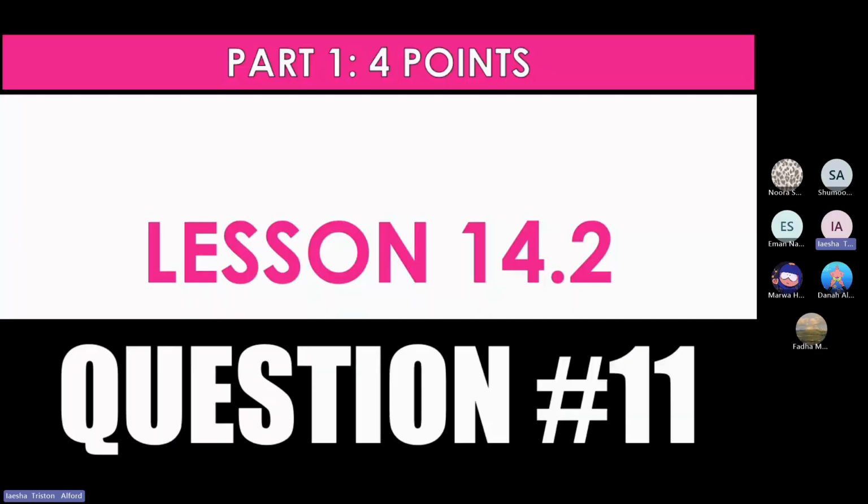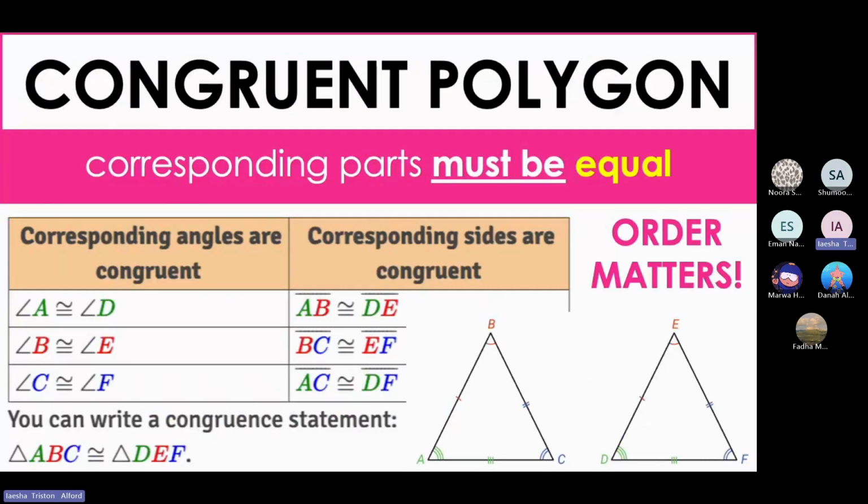Next up is question 11. It's also from 14.2. This one is about corresponding parts being congruent. So what are you going to have to say in the exam? What are the congruent angles? What are the congruent sides? And what is the congruent statement? Three things you should be able to write.